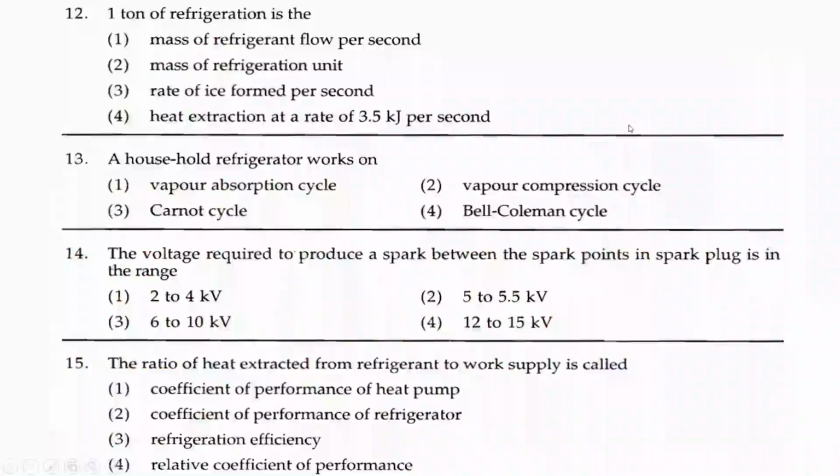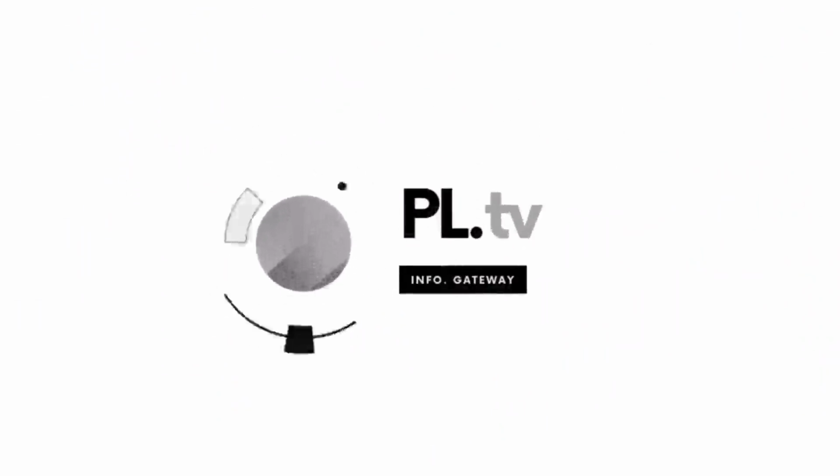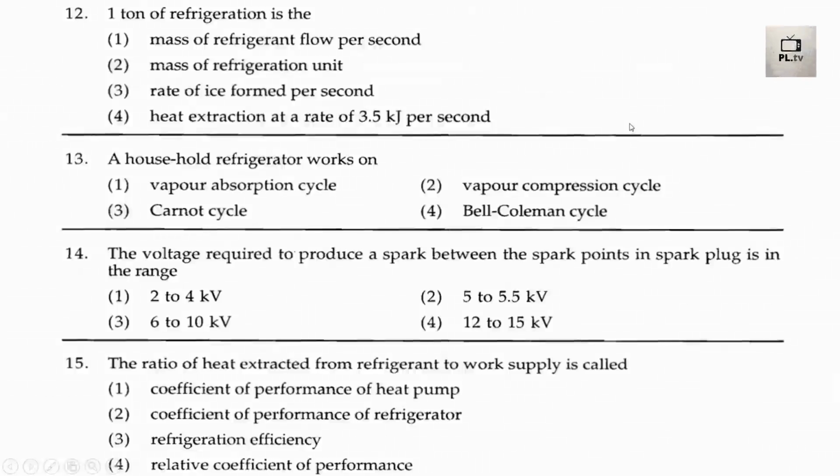Let's start with the next question. 1 ton of refrigeration is: the correct answer is heat extracted at a rate of 3.5 kilojoule per second. Household refrigerators work on the vapor compression cycle, that is VCC.